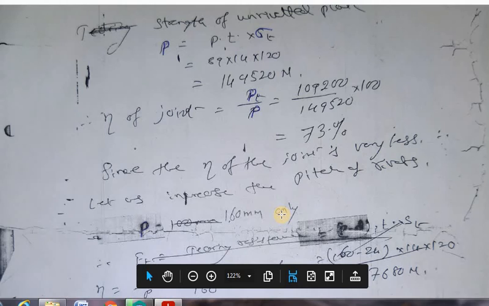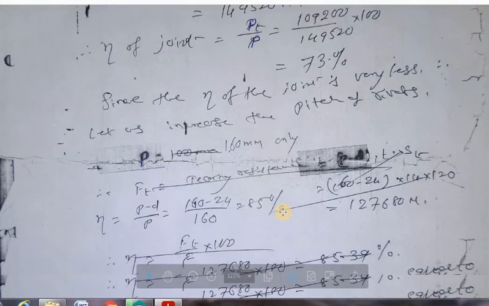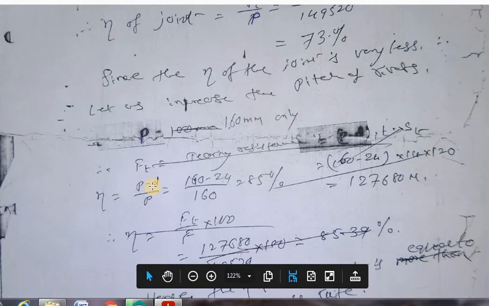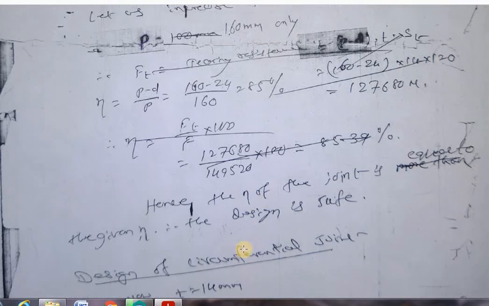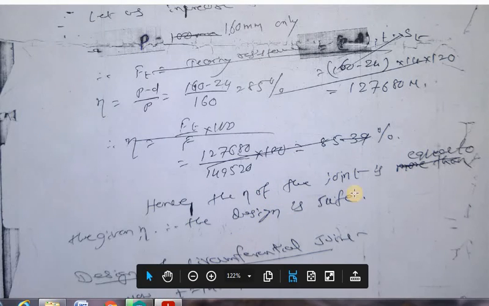So I will now ignore the IBR recommendation. I will go back to the pitch as given by the IBR. So with that recommendation, beta is P minus D by P, because this is Pt, this is a solid plate P, so when I substitute the values, I get 85%. It's very nearer to 86. So henceforth, I can ignore all that. Hence, the efficiency of the joint is equal to the given value, therefore the joint is safe.